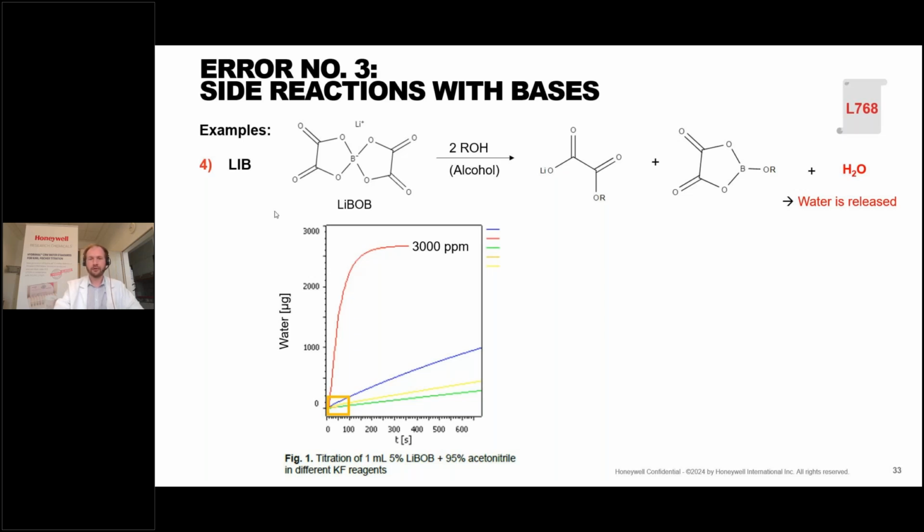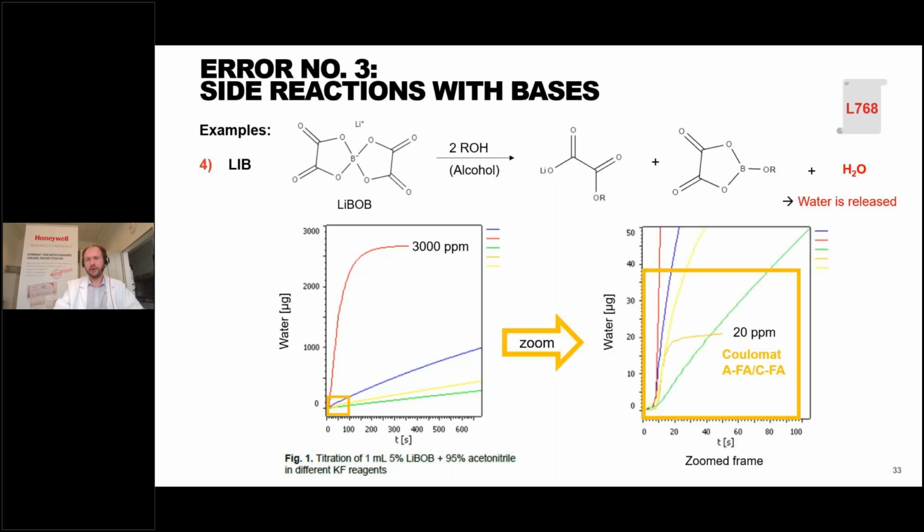And the good news is that by using our alcohol-free reagents, Coulomat AFA and CFA, the reaction is completely avoided due to the lack of alcohols, and you will get a nice titration with an accurate result of 20 ppm.